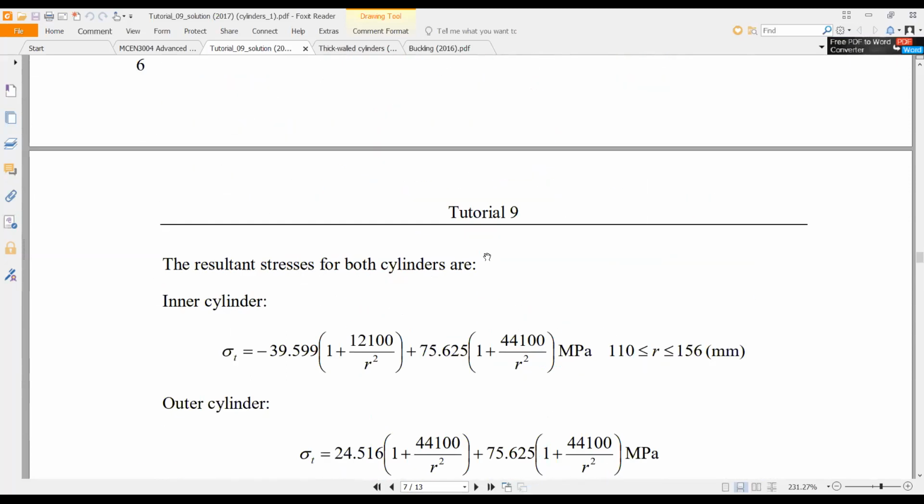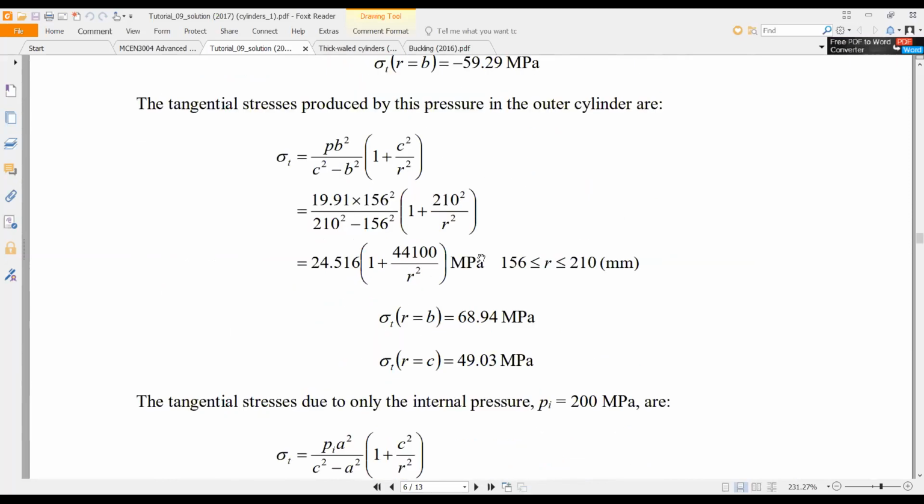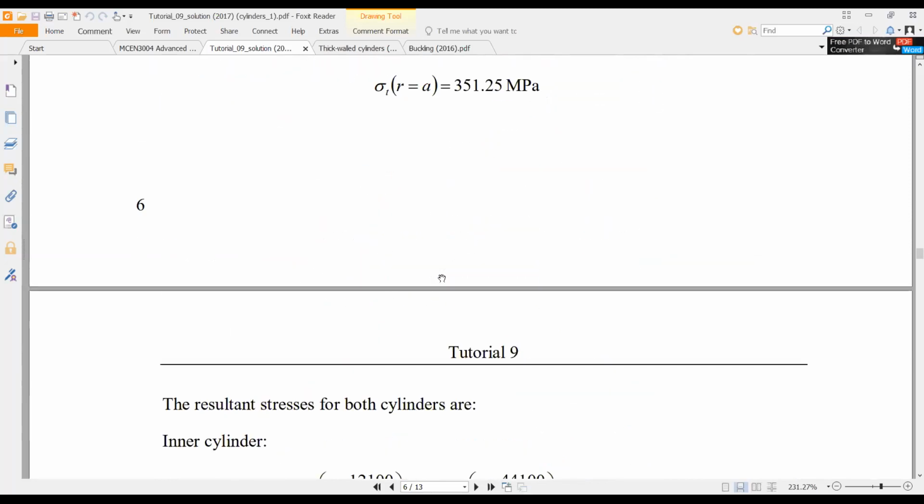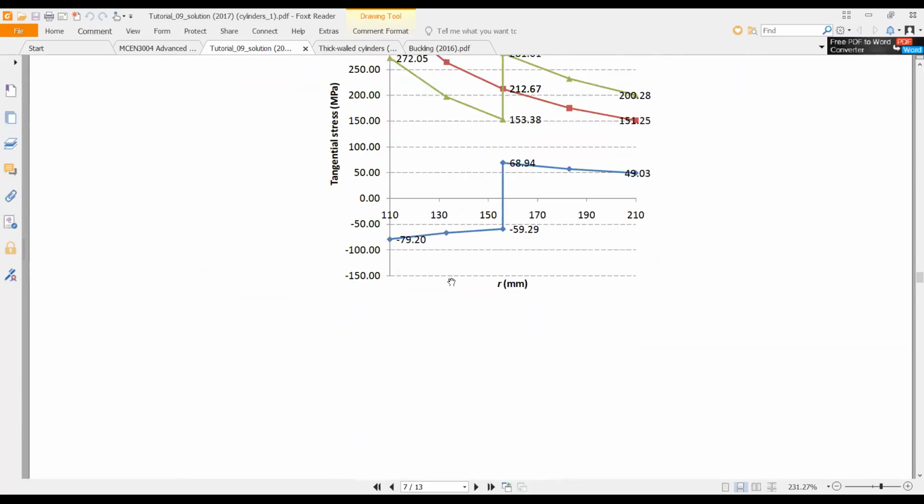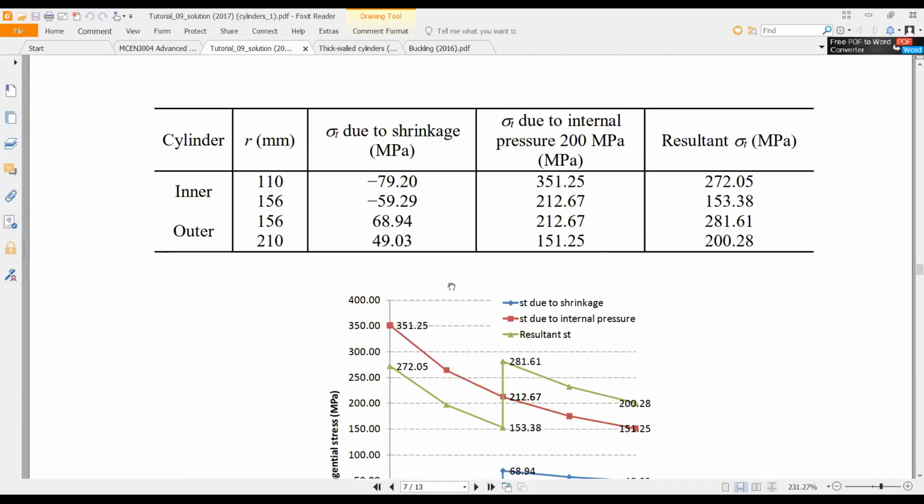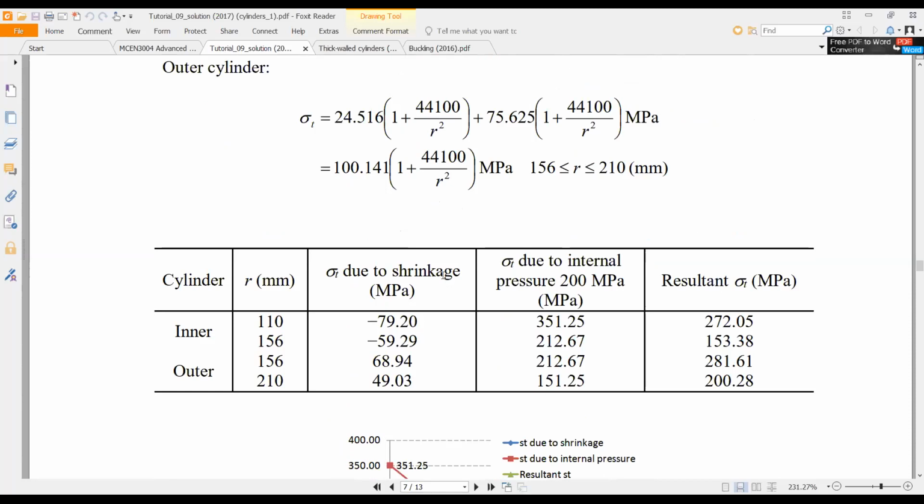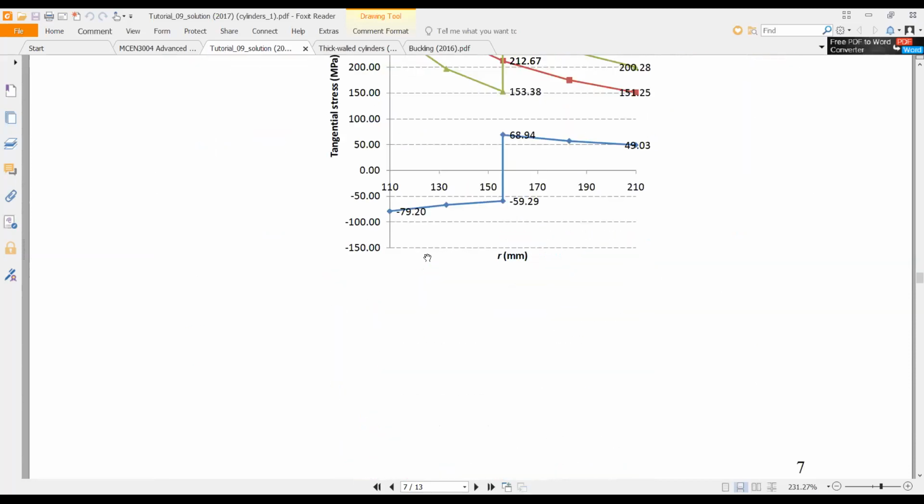So better you do the calculation yourself and check with these answers. If there are any wrong calculations or mistakes, or if you don't understand it, you can contact me.